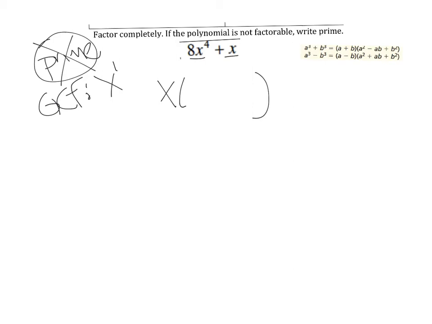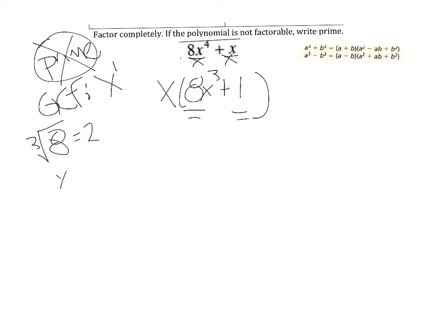So I'm going to say 8x to the fourth power divided by x gives me 8x to the third. And if I take that GCF again and go x divided by x, it gives me 1. Now let's check. Let's see if this 8 and this 1 are perfect cube roots. The cube root of 8 is 2. Let's check if the x to the third power is. It should, because a cube root cancels out a cube. So we've got an x.